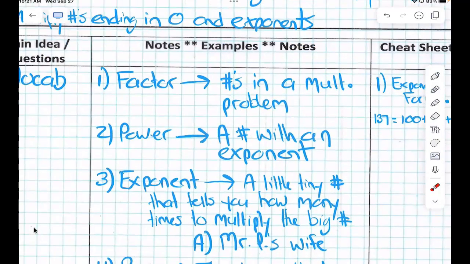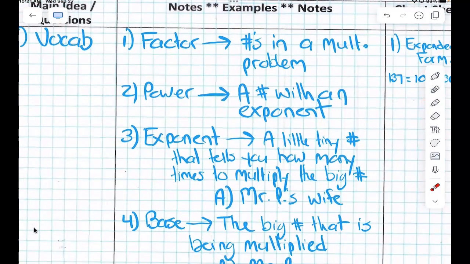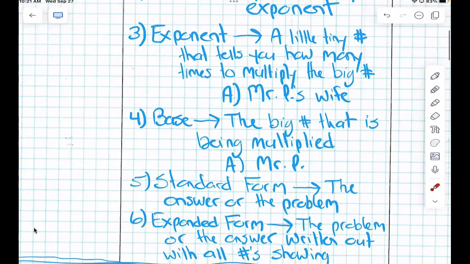All right, a power is a number written with an exponent. We'll talk a little bit more about those in a bit. An exponent is a little tiny number. And is it bossy? Yes. The base is not a little tiny number, but it is a bigger number.